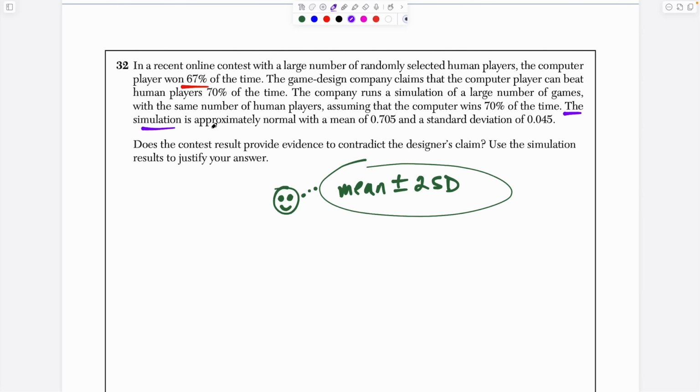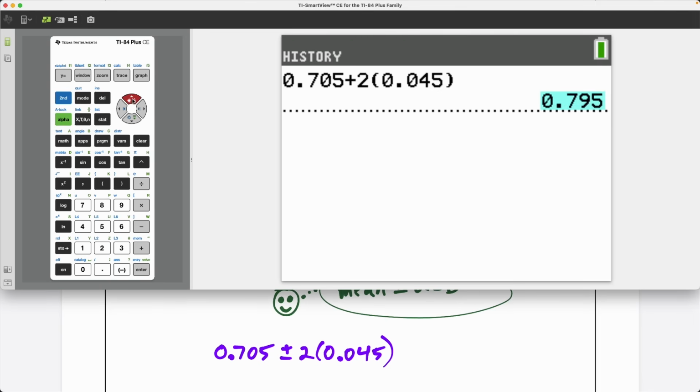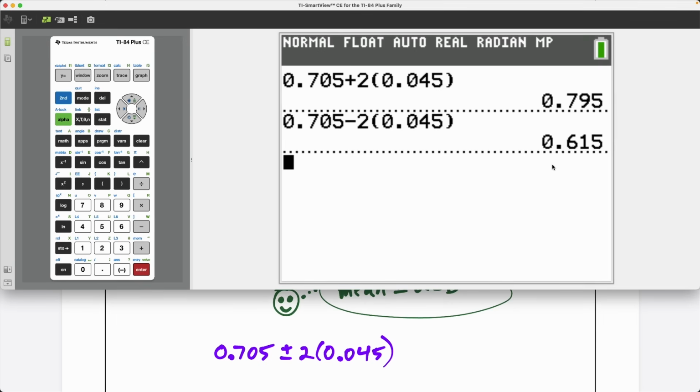The simulation is approximately normal with a mean of 0.705. So we're doing 0.705 plus or minus 2 standard deviations. And the standard deviation here was 0.045. So we're just going to use the calculator here to get our interval. We're back on the main screen, and we're just going to do 0.705. First, I'll do plus 2 times the standard deviation, 0.045. We press enter, and we get this value here. And now I'm going to go up to this, press enter, and just switch that plus to a minus, because it's plus or minus. These values are going to be the ones we need to answer this question.